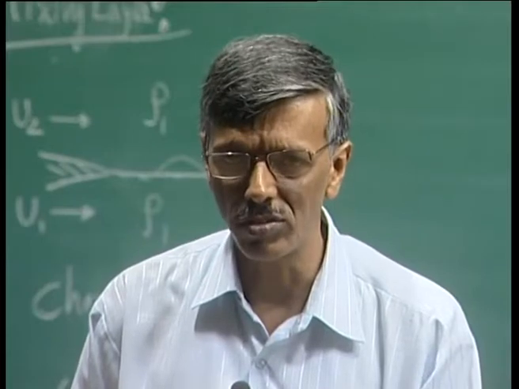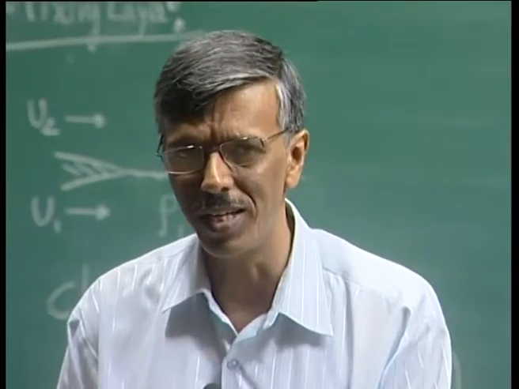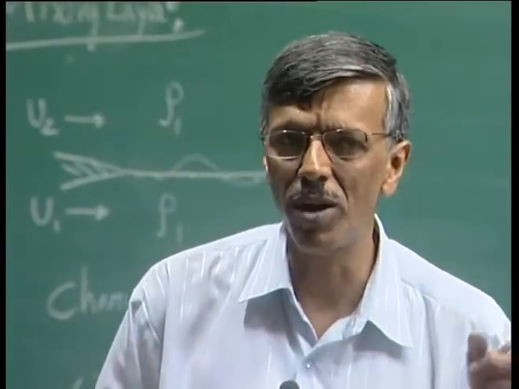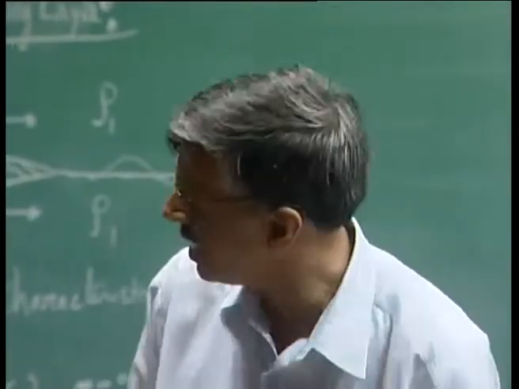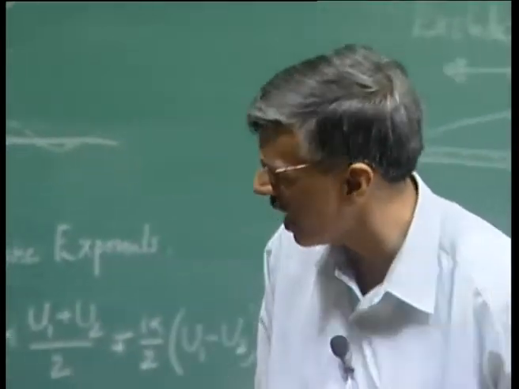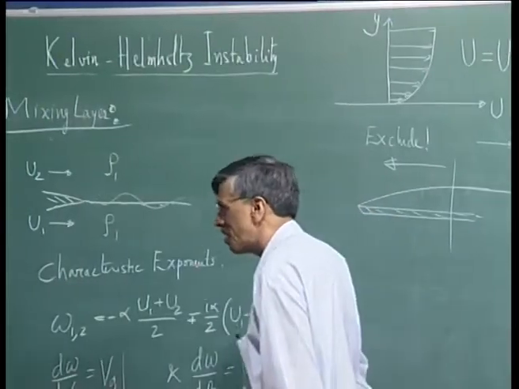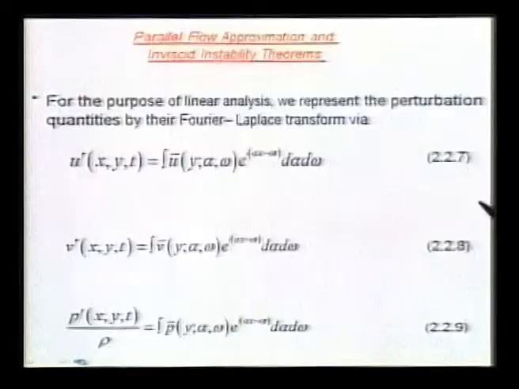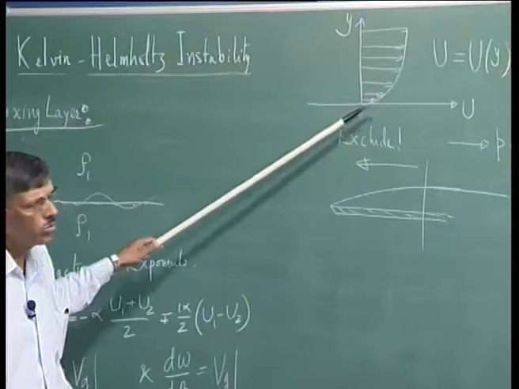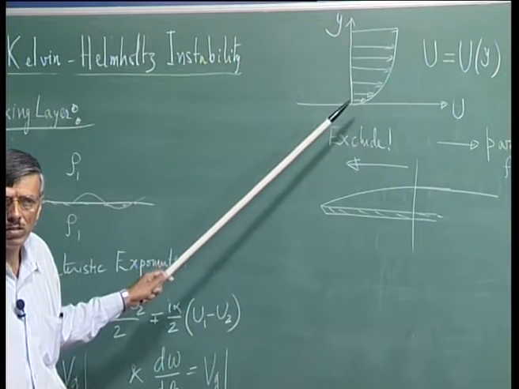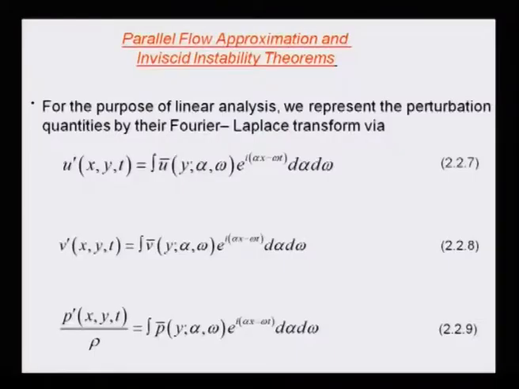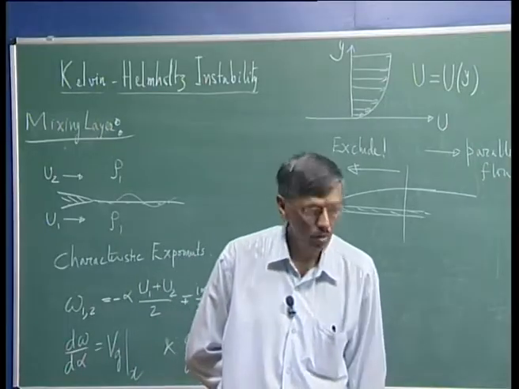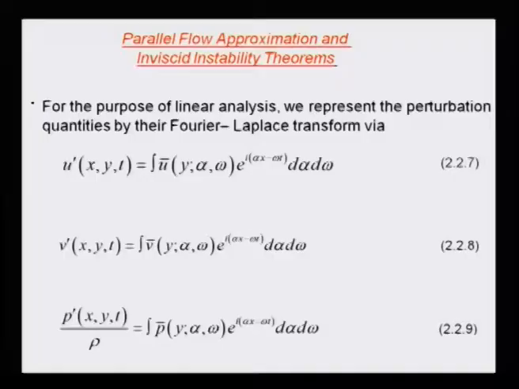And the events that happen subsequently do not depend on what happened beforehand, right? So, that is what is called causality. However, in this case, we would not use a Fourier transform in the y direction because of inhomogeneity of the flow geometry. So, we will keep it like this, and then we will see.